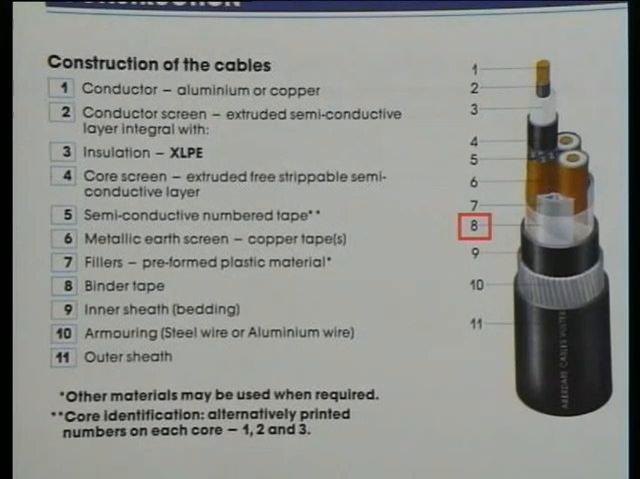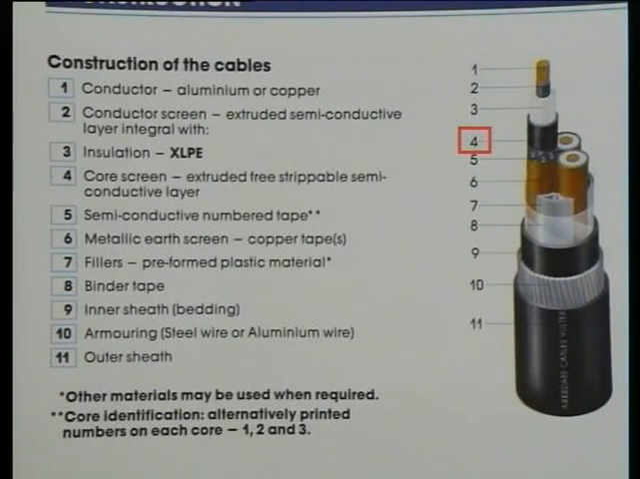Beneath the bedding, or inner sheath, we now have a binder tape which secures all the inner components. Next, there are core fillers. Around each core there is a metallic earth screen, usually made from copper foil. Beneath the screen is a semiconductor tape, sometimes numbered for phase identification.